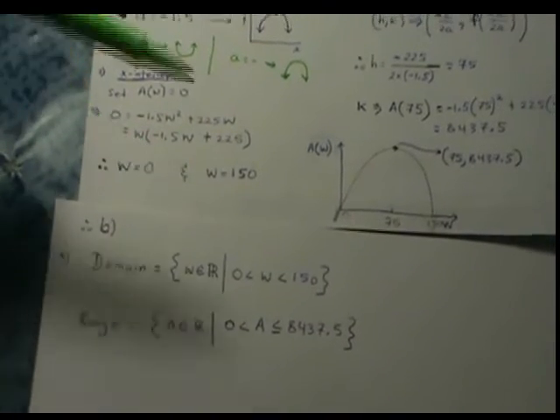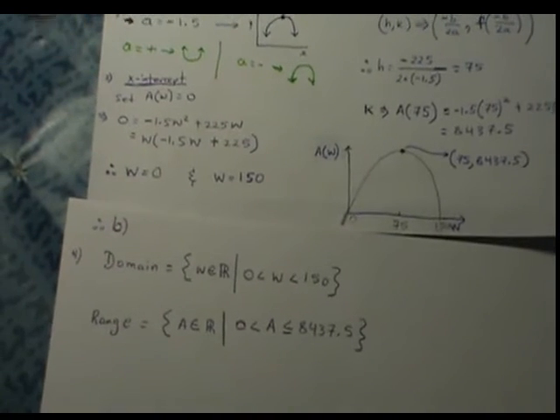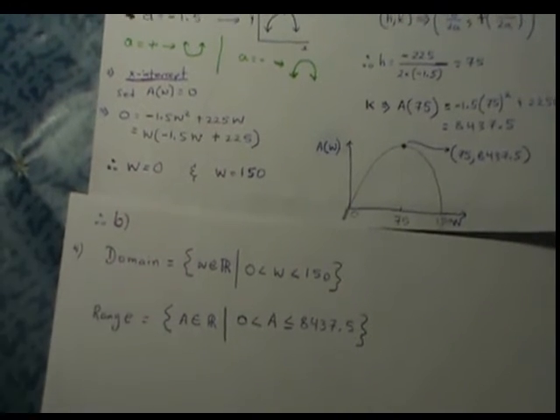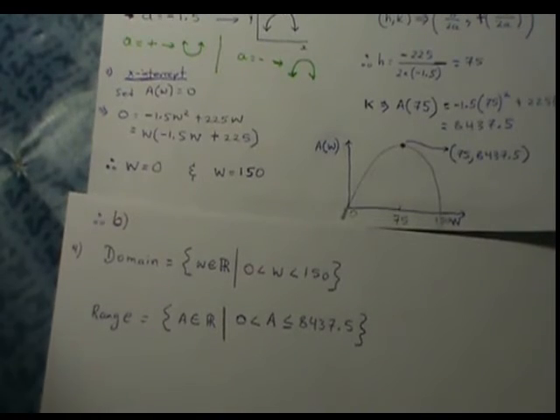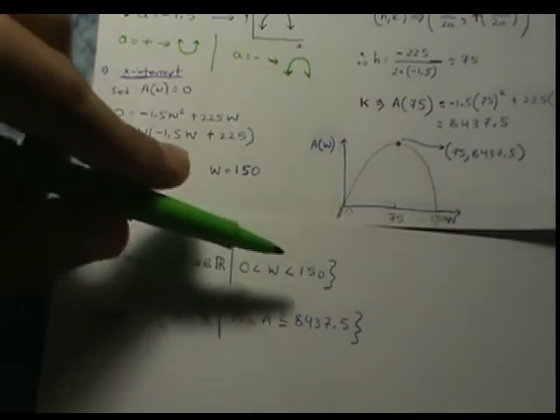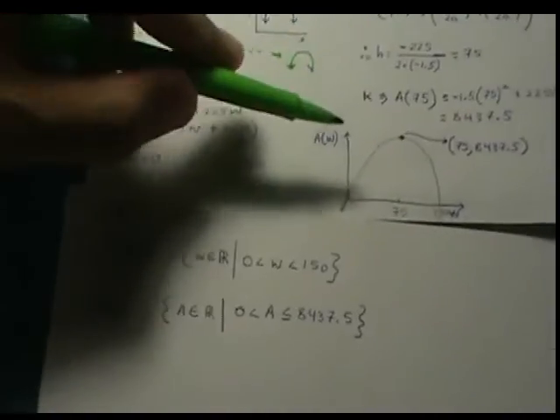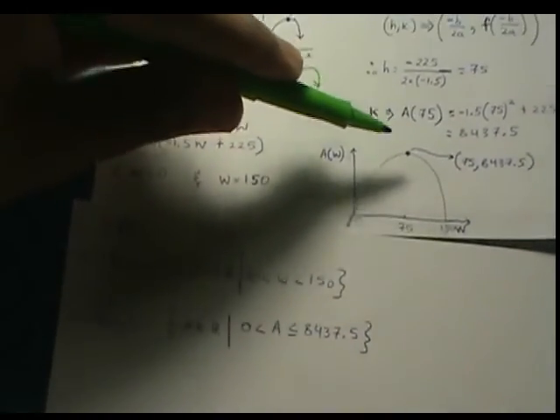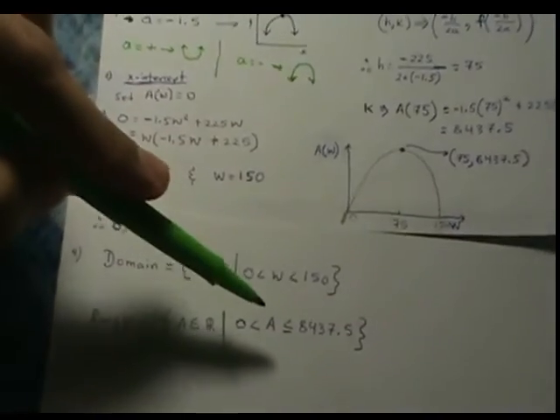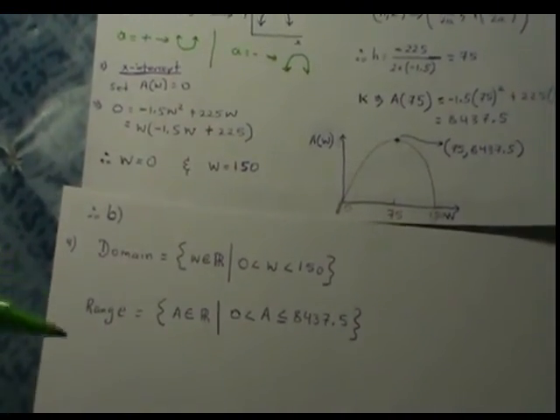Okay, and so just keep that in mind, that for these types of real life problems or real life applications, any length, like length or width or area or perimeter, can never be equal to 0. So that's why we did not include the equal sign here and here. But for this case, because the area is the maximum at 8,437.5, we have to include the equal sign here. Okay, so that's the domain and range. So that was the answer for part B.